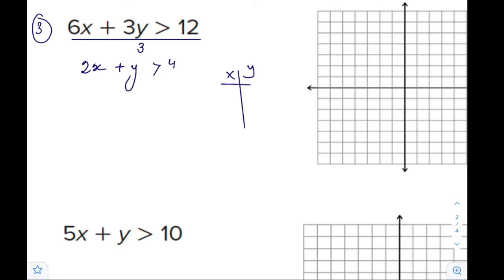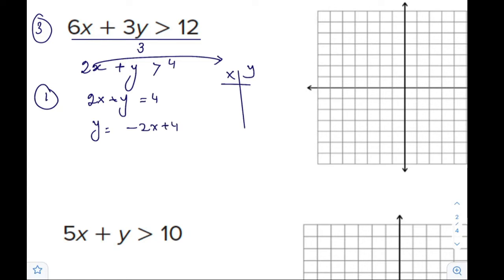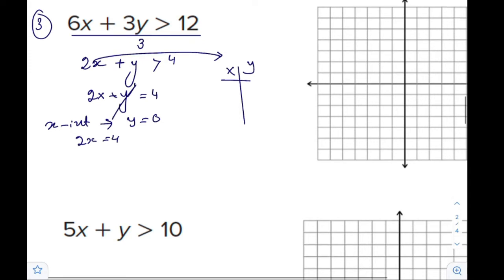You can also convert this to the other side and graph the line. For example, we have here 2x plus y equals to 4. You can say y equals negative 2x plus 4. You can graph this one, but I like to revise the x-intercept, y-intercept method. So to find the x-intercept, assume y is 0. Then 2x is 4 because this y will be 0. And x is divided by 2, x is 2. So when y is 0, x is 2.